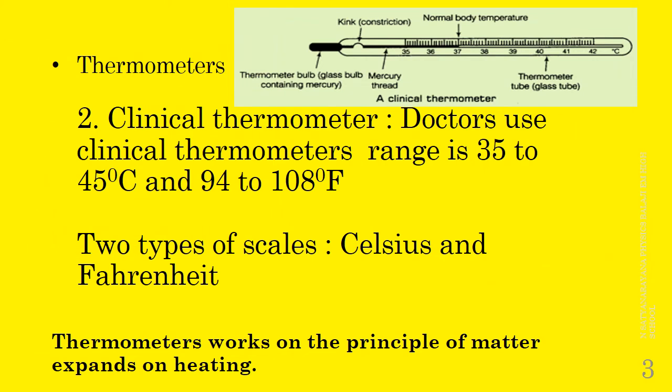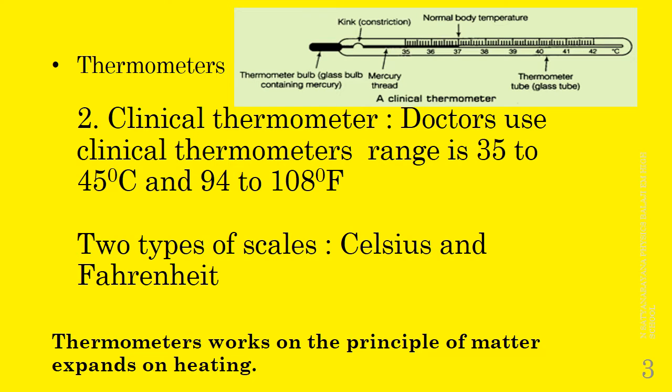Now another thermometer, that is the clinical thermometer. If you observe the clinical thermometer, there will be a bulb where the mercury is stored and there is a kink, this kink or a bend controls the flow of the mercury. Okay, and there is a mercury thread inside, placed under a glass tube. There will be a capillary tube inside where mercury will flow.